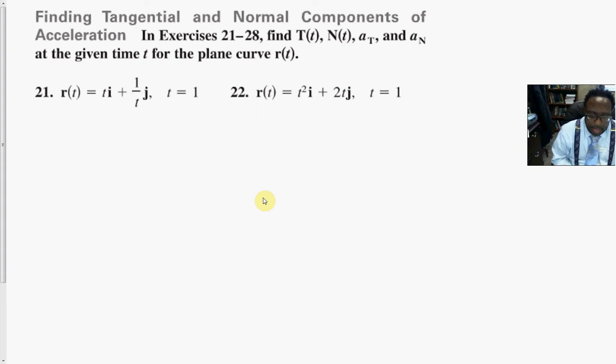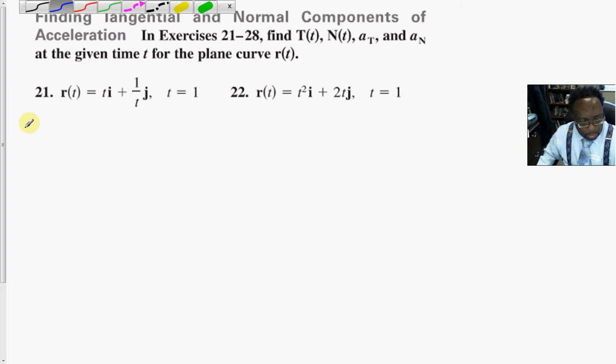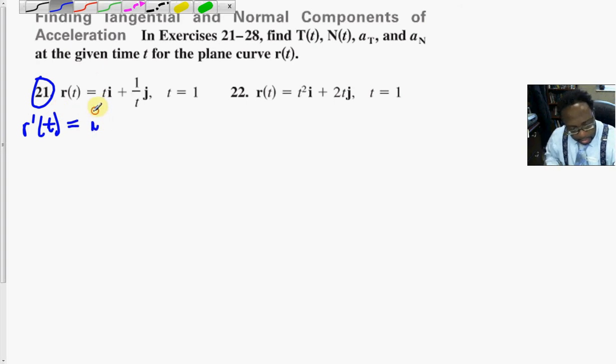Find the tangential and normal components of acceleration, and then along the way find everything else that precedes that. Let's take number 21. So we find r prime of t. So we get i. This is t to the negative 1, so this becomes negative 1 over t squared j.